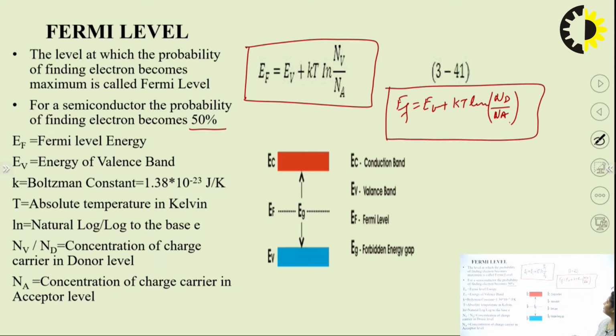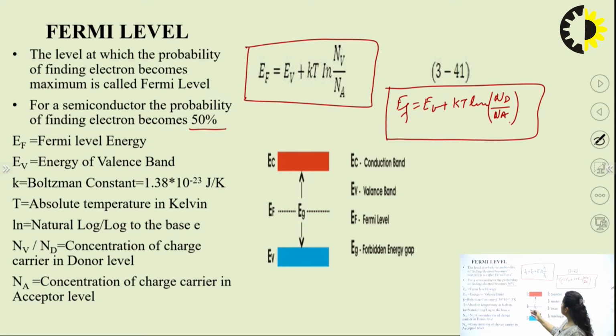So we have the Fermi level in between when Nd is equivalent to Na, meaning the number of donors and the number of acceptors are the same. In that case, the Fermi level is in between. When Nd is greater than Na, it is in the conduction band, and when Nd is less than Na, it is in the valence band.